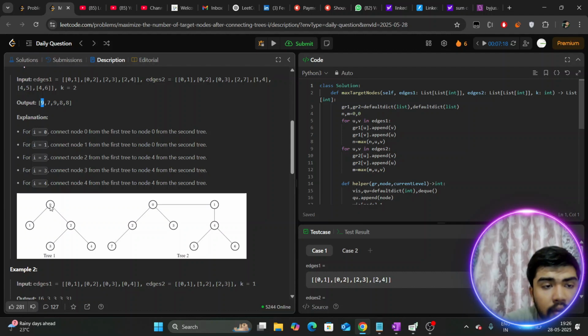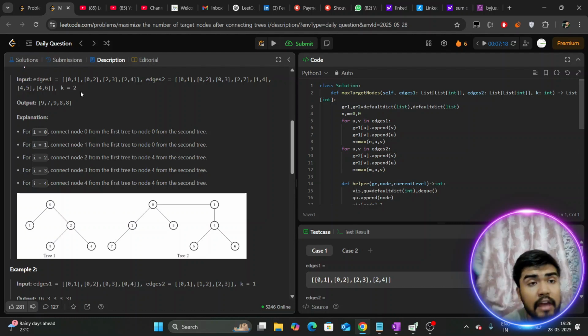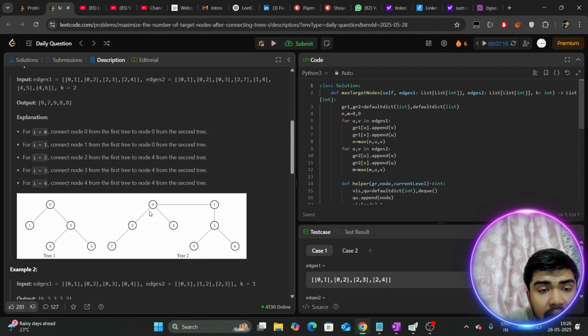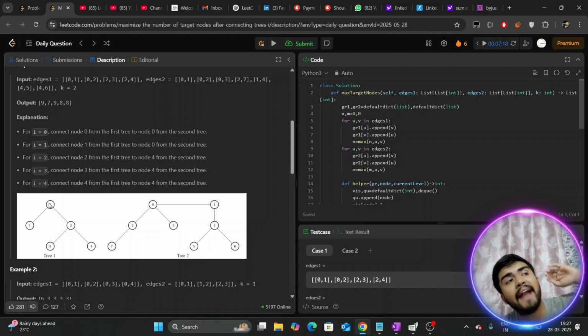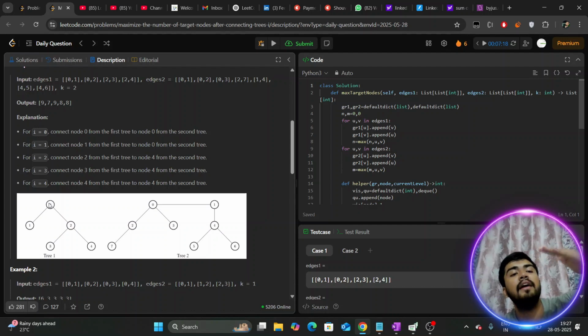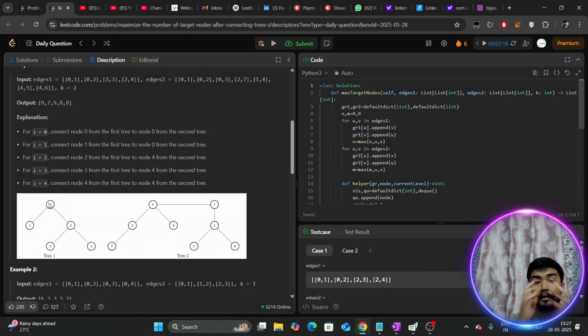So now let's go to the explanations part. For i=0, connect node 0 of the first tree and node 0 of the second tree. So we will make a connection from 0 to 0, and the k factor is 2. If we make a connection on this, now we will start a level order traversal for sure, because we have to see level by level. We have the liberty to go at max 2 levels, and on that maximum of 2 levels we have to find how many nodes we are able to visit on both the trees, right?